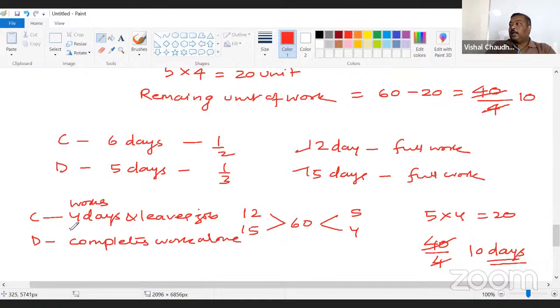Because understand one thing, Himansu. C does 4 days work only. The question says C works 4 days only. So if C is doing 4 days work only, that means what is the problem? The problem is 5 into 4, he is doing 20 units. Is it okay now? Is it okay now, Himansu?